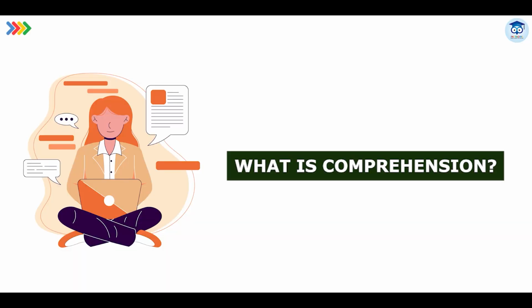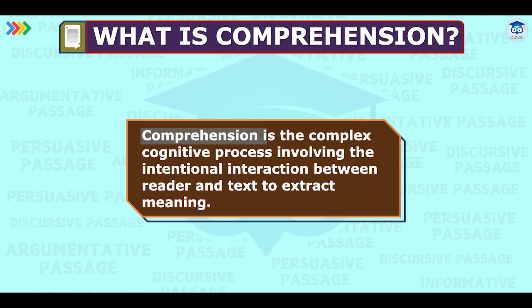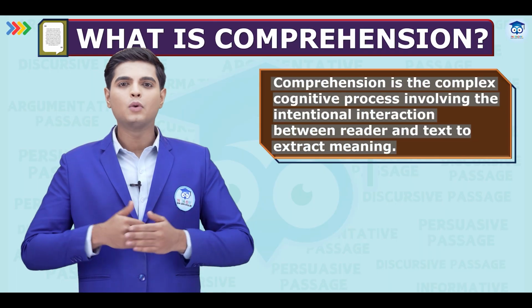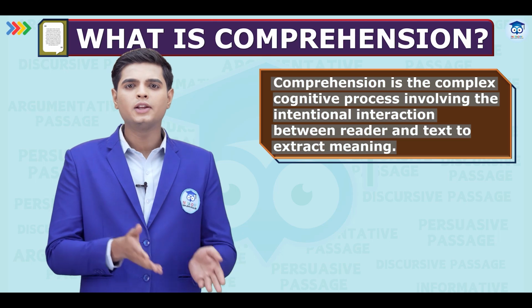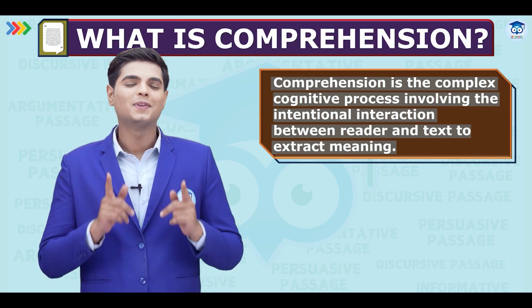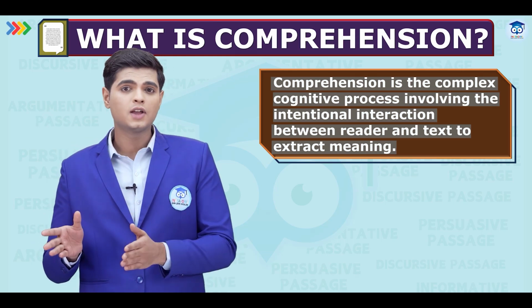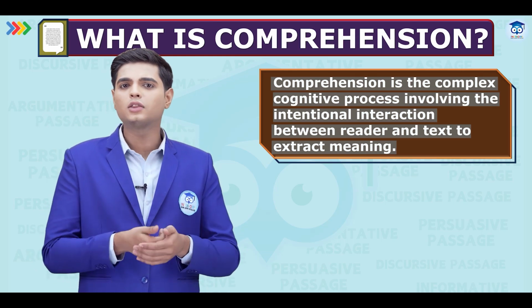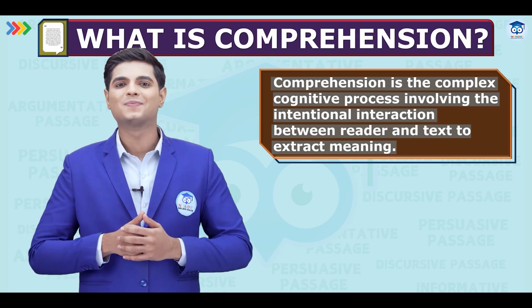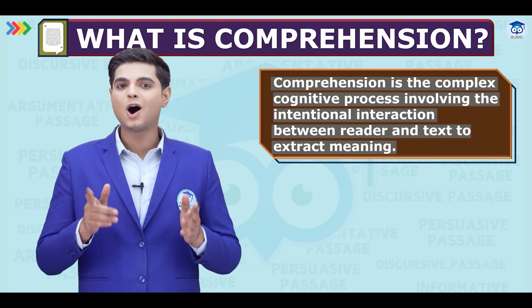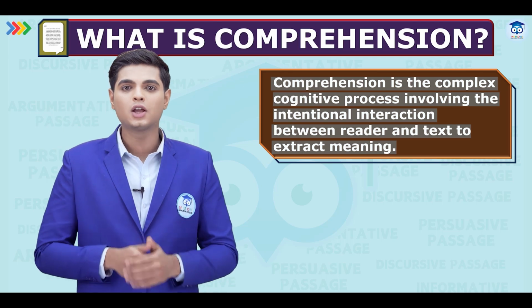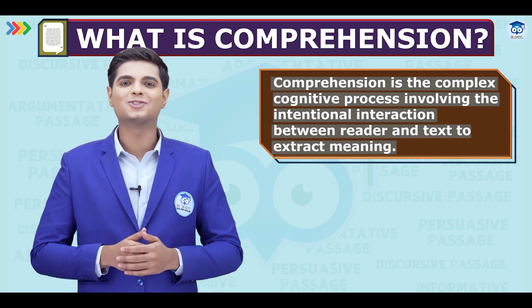What is comprehension? Comprehension is the complex cognitive process involving the intentional interaction between reader and text to extract meaning. In simple words, it means that reading real text isn't passive, it's active. Your brain works with the text, makes sense of the ideas, and figures out what the writer really wants you to understand. Now, let's see how this skill becomes especially important when dealing with discursive passages.